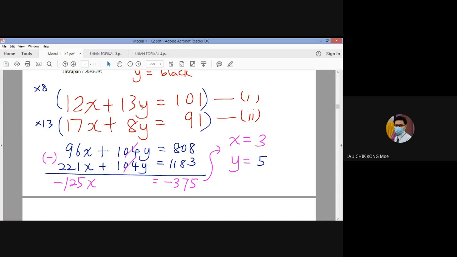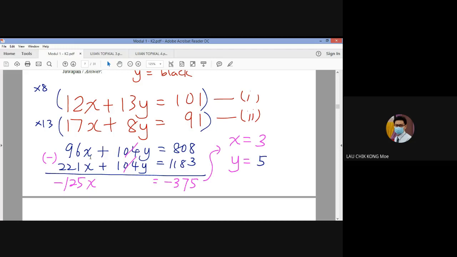But if you want to use a substitution or elimination method, it's up to you. But here I use the elimination method. So the first equation I times 8, and the second equation I times 13, because I want to equalize the variable y. After we do the multiplication by 8 and 13, make sure that every term inside the equation is multiplied by 8 for equation 1 and 13 for equation 2. Every term has to be multiplied.